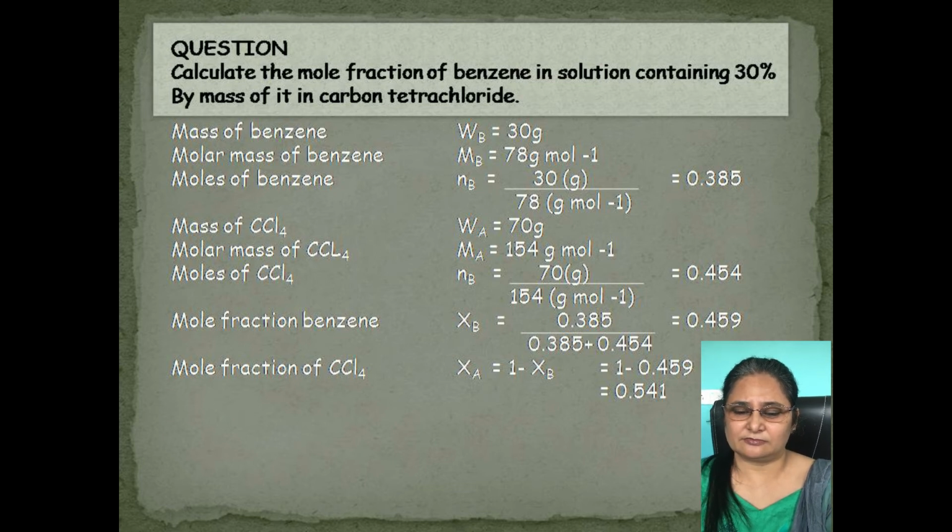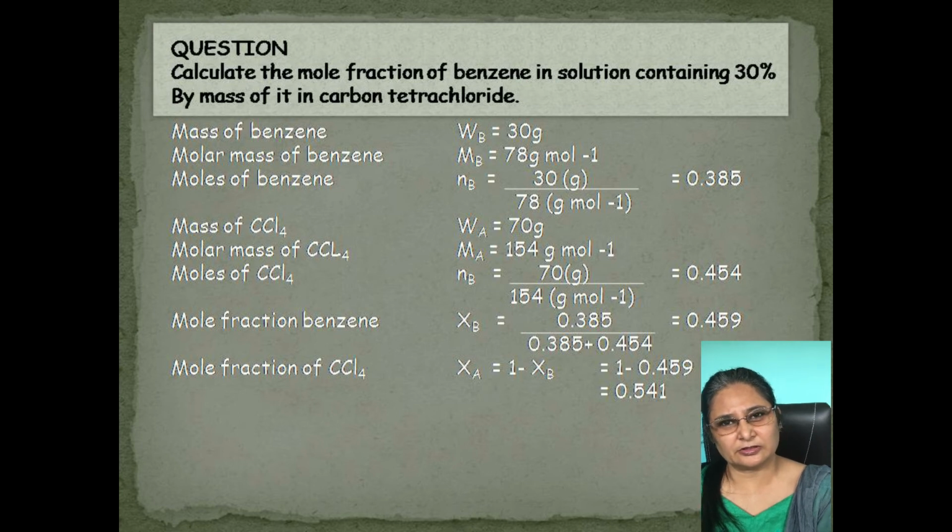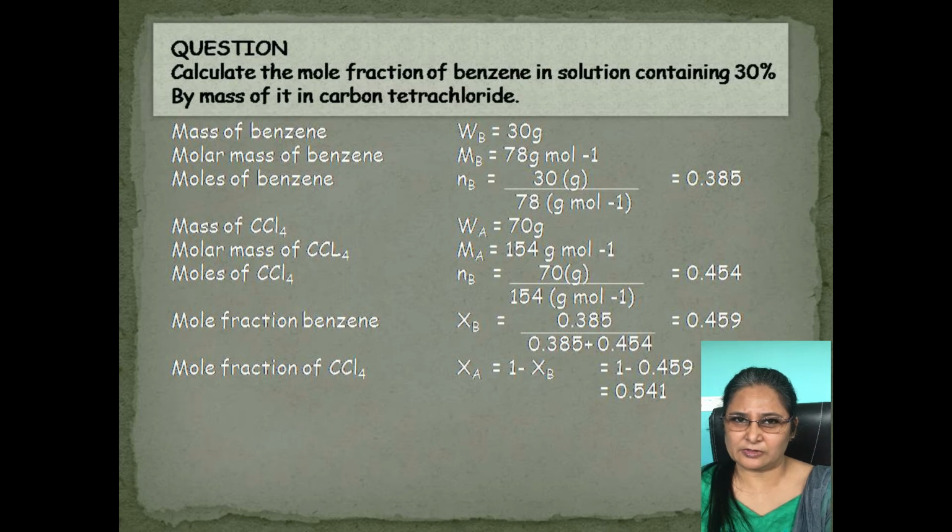Mass of benzene Wb is equal to 30 grams. Molar mass of benzene is 78 grams. So the number of moles of benzene is equal to given mass upon molar mass: 30 upon 78 is equal to 0.385. Now the mass of carbon tetrachloride is 70 grams. Molar mass of carbon tetrachloride is 154 grams. So what is the number of moles of carbon tetrachloride? It is 70 upon 154, which is equal to 0.454.